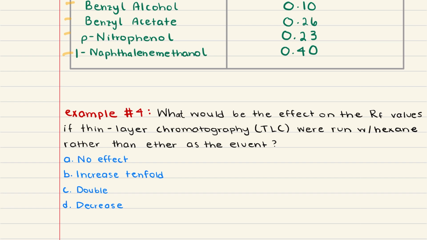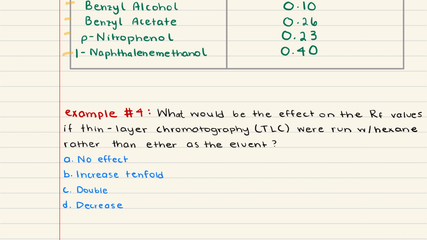To answer this, we need to think about how eluent polarity affects RF values. In thin layer chromatography, the stationary phase, usually silica gel, is polar. The mobile phase, or the eluent, can vary in polarity. The more polar the solvent, the better it is at pulling compounds up the plate, especially polar compounds that would otherwise stick to the silica.